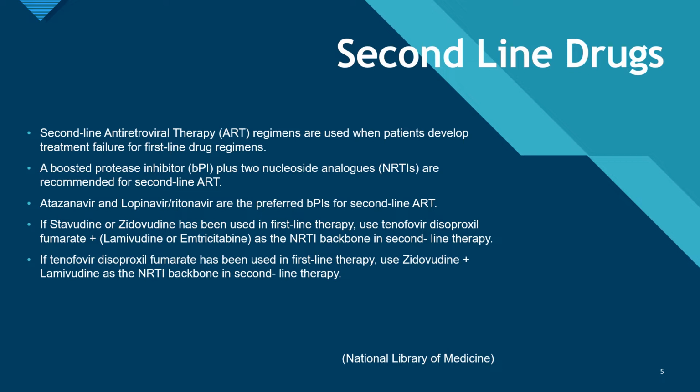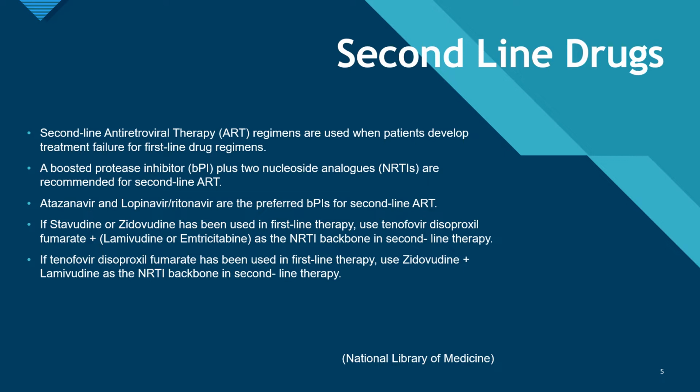For your second-line therapy, second-line antiretroviral therapy is only used when patients develop treatment failure for first-line therapy drug regimens. And then what's recommended for second-line is a boosted protease inhibitor plus 2 nucleoside analogs. And it gives you some examples there about what to try.